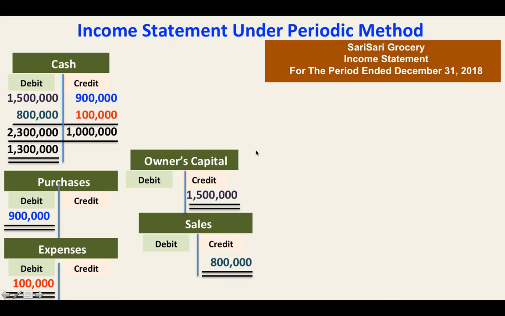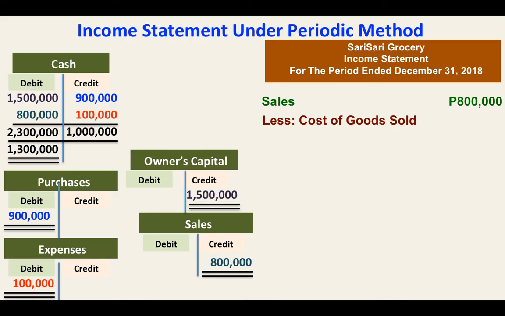Assuming that it's for the period ended December 31st, 2018, we have our sales of 800,000. Do we have cost of goods sold in our records? We don't have cost of goods sold. Less cost of goods sold, but there is none because it's the periodic method. Under the periodic method, cost of goods sold is not recorded, but we can determine cost of goods sold. How are we going to determine that?